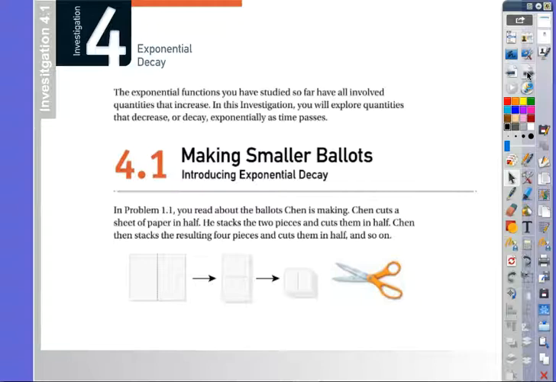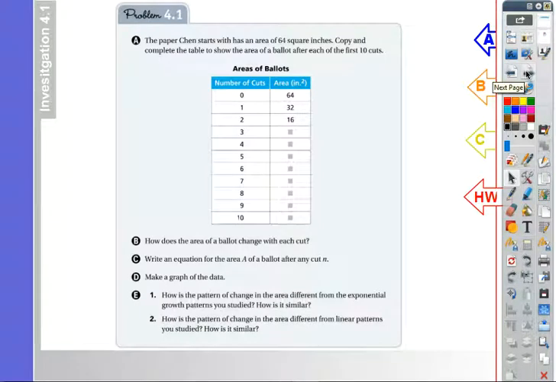So the exponential functions you have studied so far have all involved quantities that increase. In this investigation you will explore quantities that decrease or decay exponentially as time passes. Making smaller ballots. Introducing exponential decay. In problem 1.1, you read about the ballots Shen is making. Shen cuts a sheet of paper in half. He stacks the two pieces and cuts them in half. And then Shen stacks the resulting four pieces and then cuts them in half again, and so on and so forth. Because who doesn't love cutting ballots out of one piece of paper?